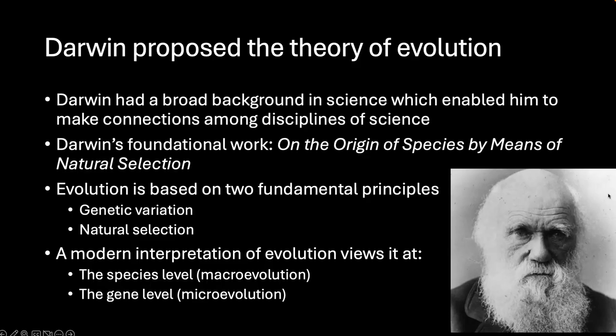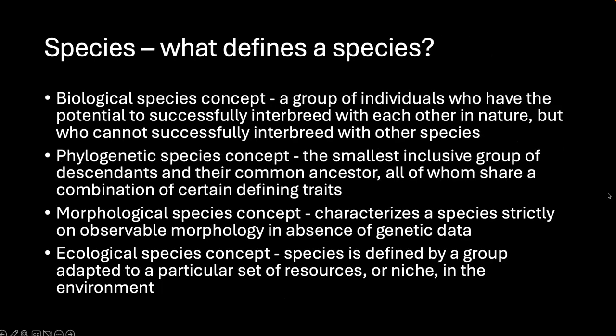selection. When we think about evolution in a genetic context, we see it operating on two scales. At the species level, which is macroevolution, and at the gene level, which is microevolution and was previously covered.